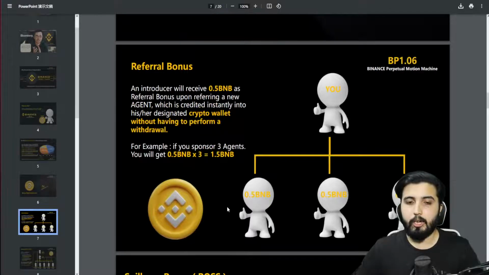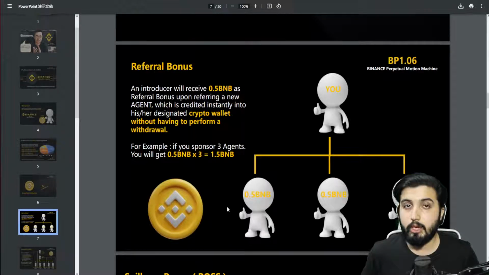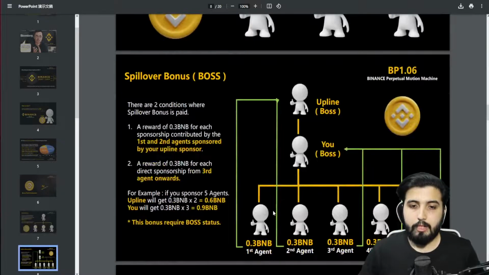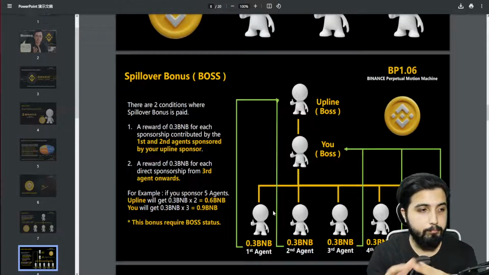Now, I think we're clear on the referral bonus. If you have any questions regarding the referral bonus, make sure that you comment in the comment section. Moving forth, we have the spillover bonus.